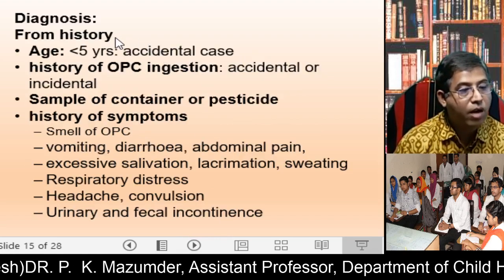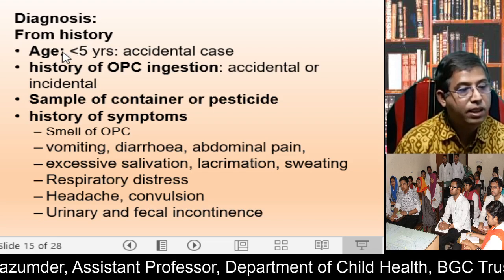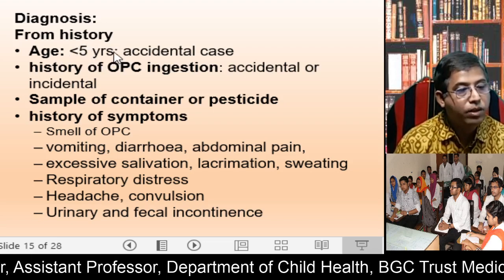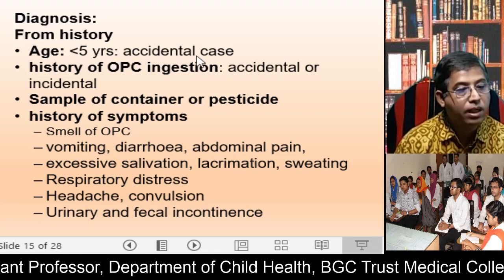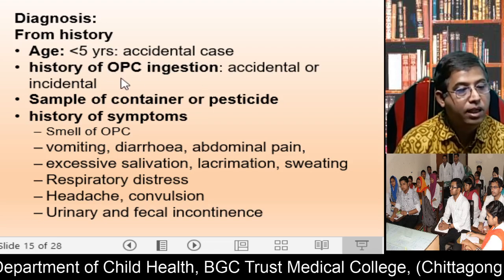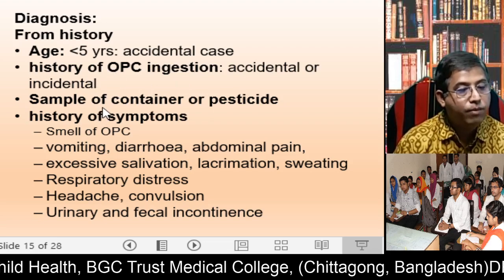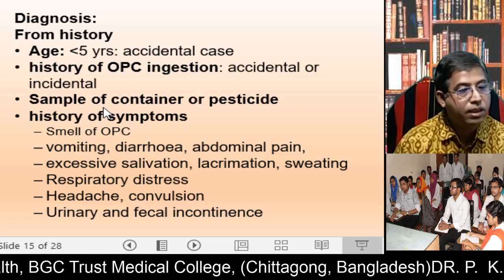Now, diagnosis. How can I diagnose OPC poisoning? From history, usually age less than 5 years, because this age is more common for accidental poisoning. History of OPC ingestion is accidental or incidental. Incidental usually occurs in the adolescent age. Sample of the container or pesticide.